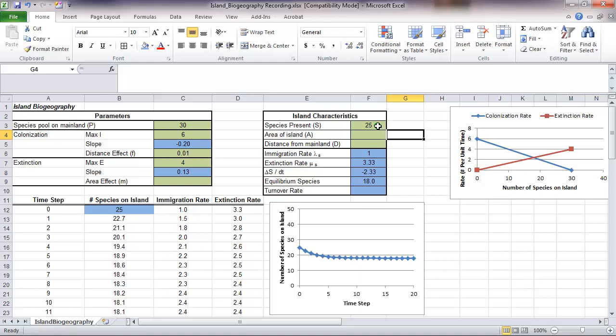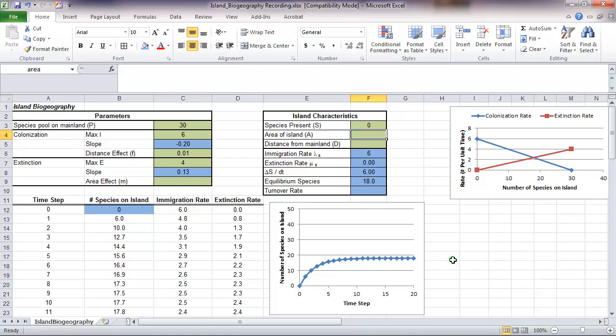If we look at this from the perspective of a fresh island that has no species, then we start at the 0 origin and we begin to accumulate species until we hit the equilibrium number. And this is an example of a species accumulation curve.